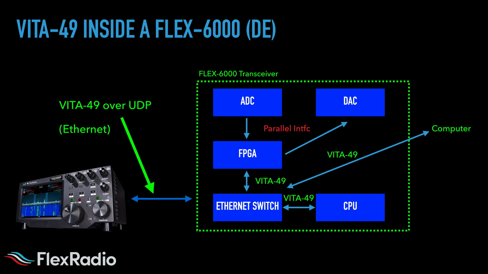On the right over here you see a computer, and the computer connects in through an Ethernet switch, so it has access to any of this VITA-49 data that comes directly out of the FPGA or out of the CPU as we've post-processed it and demodulated it and that sort of thing. So I don't want to spend a whole bunch of time on this picture, but the key takeaway here is that we use VITA-49 both inside the radio as well as outside the radio.